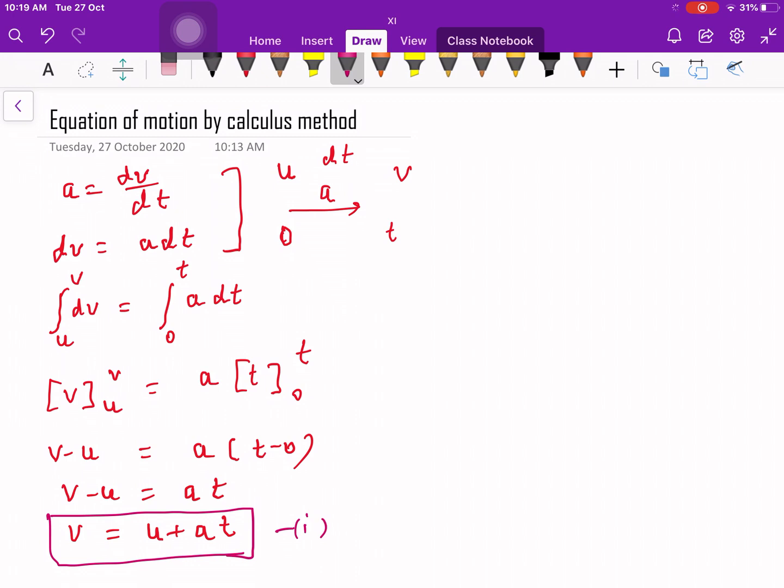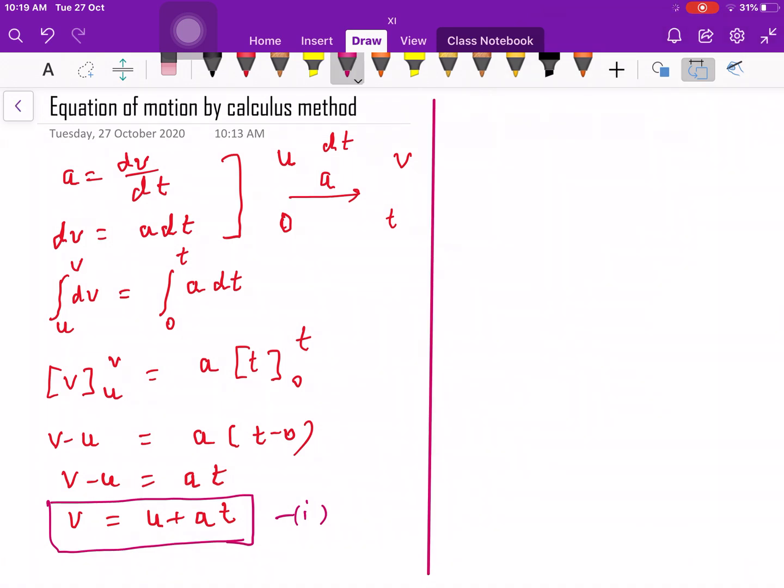Now if we talk about the second equation of motion, how can we get it? Let's see. On the right side we are going to derive the second equation of motion. From the same assumption, if we talk about velocity, we can write v is equal to dx by dt. We know very well that dx is the change in position, that is, displacement. Again, if I rearrange it, dx is equal to v dt.